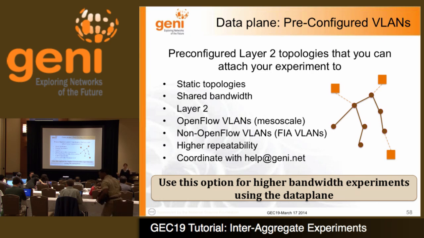You have the option of OpenFlow-enabled static topologies, which you might have heard called mesoscale. This is a static VLAN that has OpenFlow switches in the path. There are also non-OpenFlow VLANs that we have set up. This is basically for the future Internet architecture teams so that they can run their experiments all in one VLAN. It has high repeatability, but if you want to use any of that, it's good to coordinate with us, because there's a limited number, and because they're shared between experimenters, we have to coordinate how we're going to separate the traffic on these VLANs.